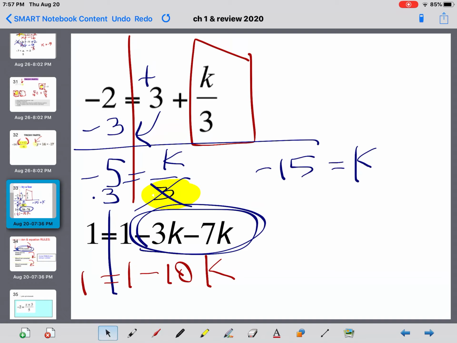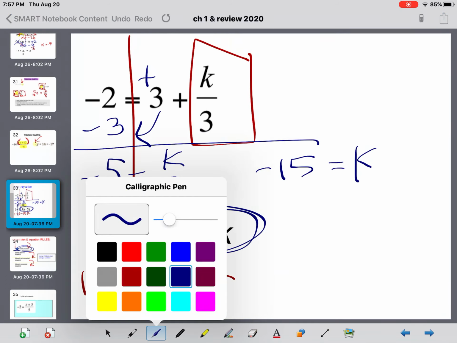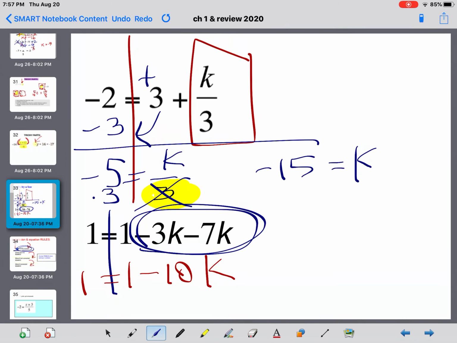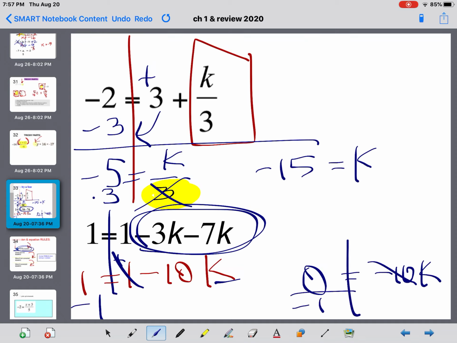From there, we're going to move the one that's not touching the letter. That is the positive 1. The opposite of positive 1 is negative 1. That's going to give us 0 equals negative 10k. And the last step that we need to do is divide. 0 divided by negative 10 is going to give us 0. So 0 equals k.